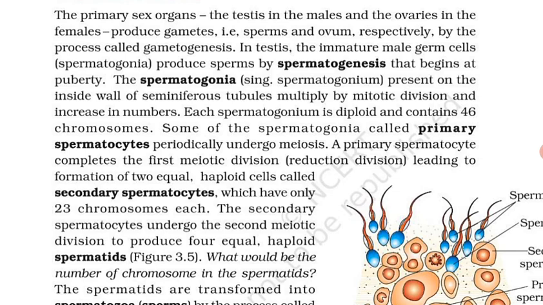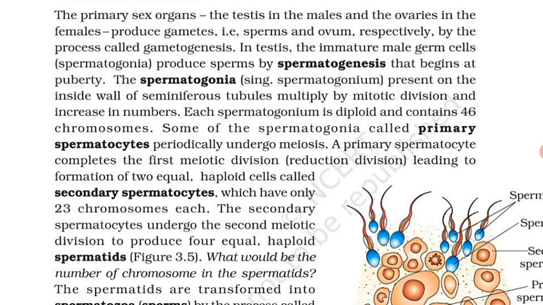A primary spermatocyte completes the first meiotic division, that is reduction division, leading to the formation of two equal haploid cells called secondary spermatocytes, which have only 23 chromosomes each. OK? In which? In the secondary spermatocyte, which has only 23 chromosomes each.